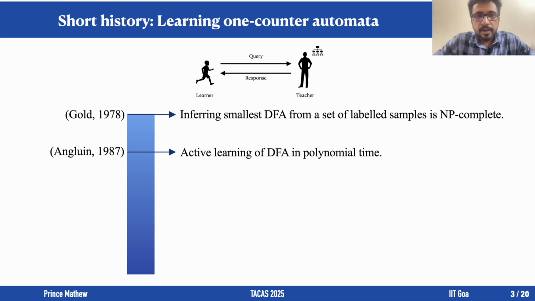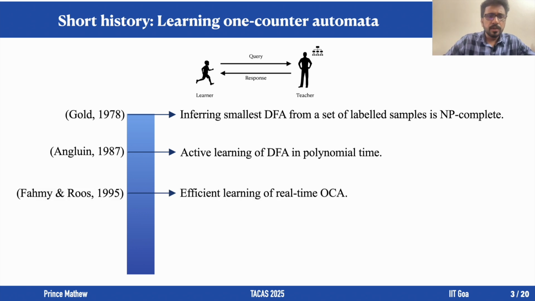So in the context of DFA, Gold in 78 showed that inferring a smallest DFA from a set of labeled samples is NP-complete. This is the passive learning of DFAs. In 87, Angluin gave an active learning algorithm for DFA that runs in polynomial time. It uses membership and equivalence queries.